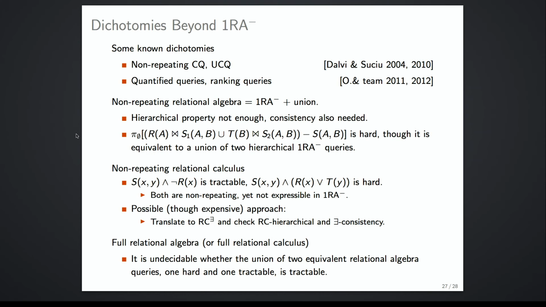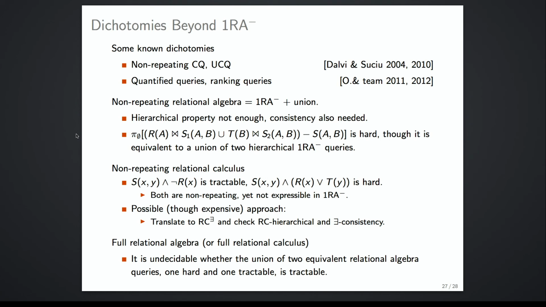Okay? Okay. So that's the way we can do that. So in general, it turns out that the hierarchical property is not enough if we want to add union, I mean disjunction, to our language, right? And there are cases for that. I will not mention them now for the interest of time.